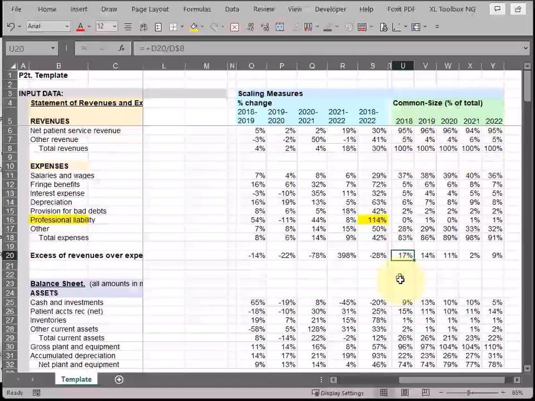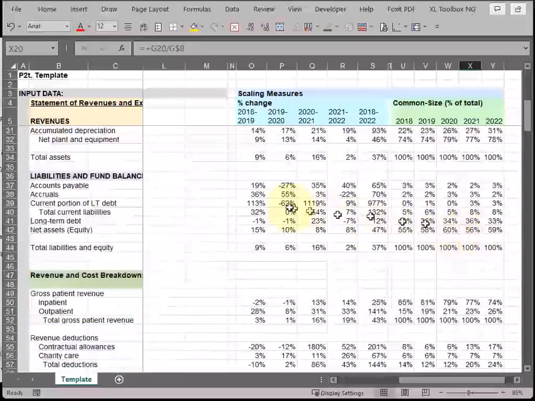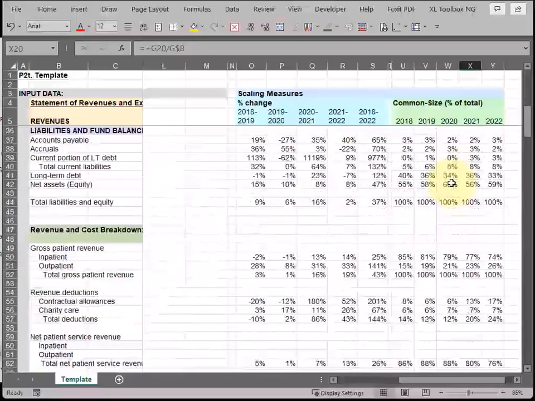But you can see that over time that went down to 2%. It was a very lean year in 2021. You were just barely breaking even in that year. So that, and these carry down, you can see these carry down into the balance sheet as well.